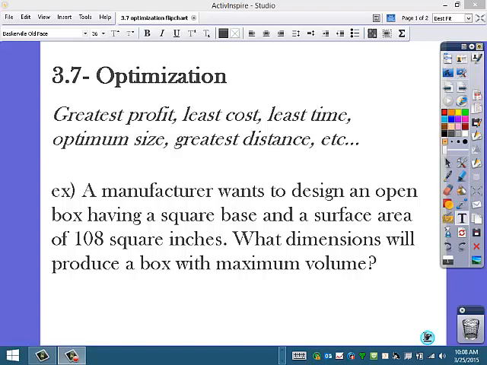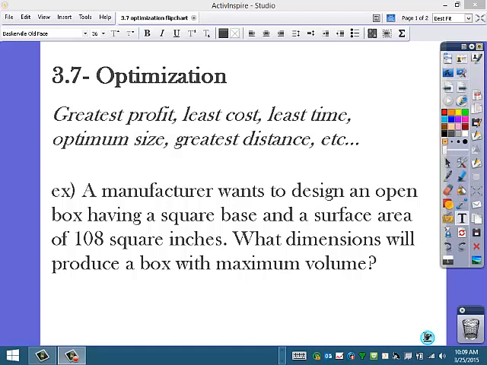So use optimization for problems where you're trying to figure out what is your greatest profit that you could come up with. Maybe you're making t-shirts and pants, and it costs you a certain amount to make each t-shirt, costs you a certain amount to make each pair of pants. You can make a certain amount of profit from making t-shirts, a certain amount of profit from making pants. What's the best combination of pants and t-shirts to maximize your profit?